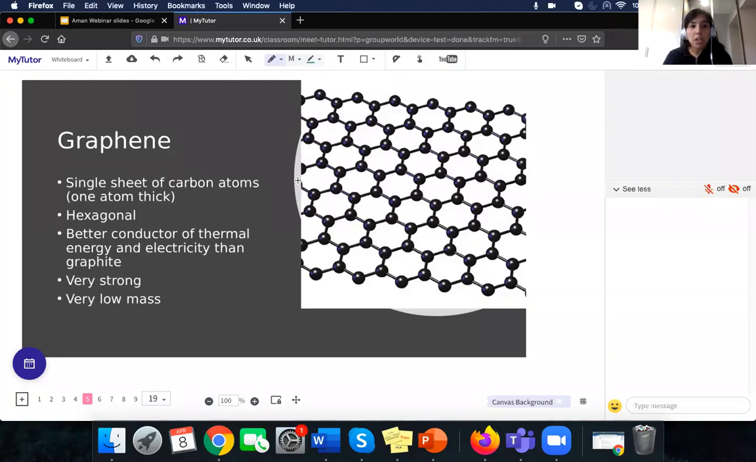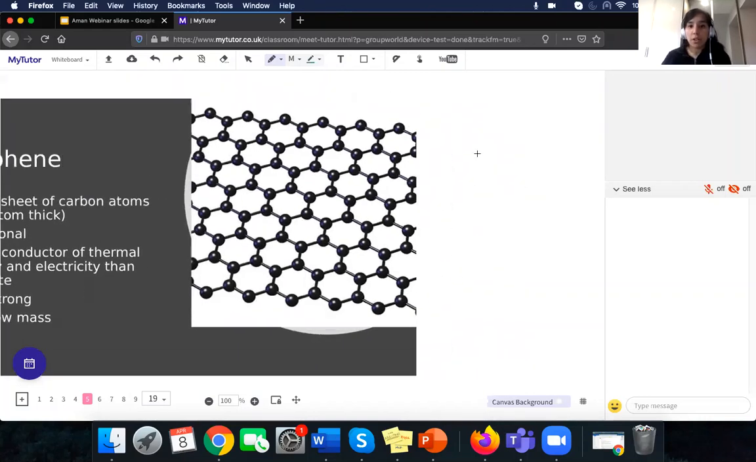Okay, so a single sheet of carbon atoms. Graphene. So let's go back to what graphite looked like. So we had this layer like this, but there's lots of them joined by intermolecular forces. In graphene, it is just one layer.